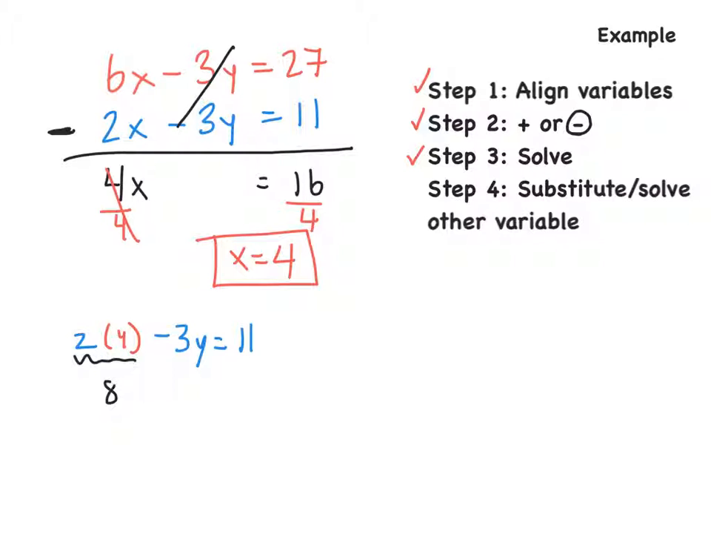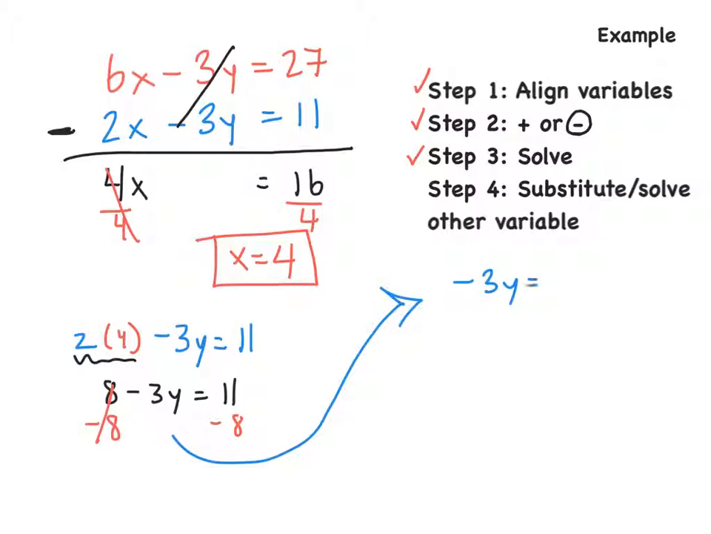Solve this through. 8 minus 3y is equal to 11. Subtract 8 from both sides. I'm going to move this up here, a little bit more room. So you would have negative 3y is equal to 3. Divide by negative 3 on both sides. Y is equal to negative 1.